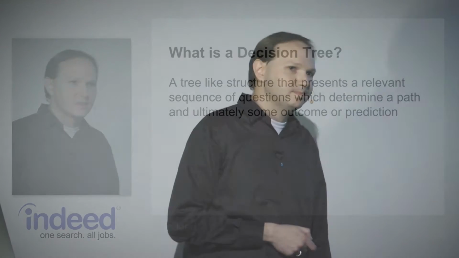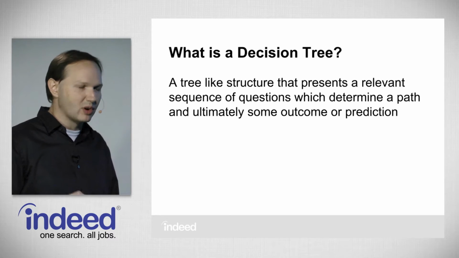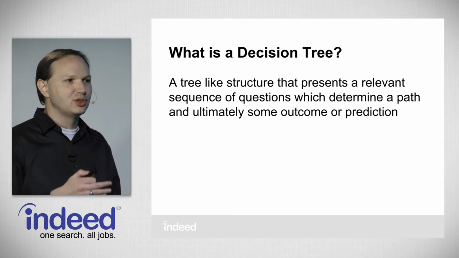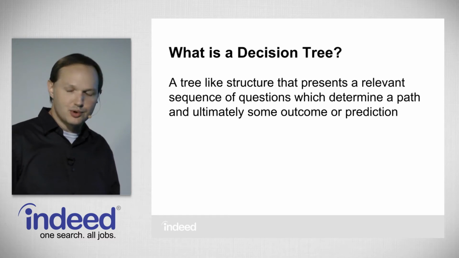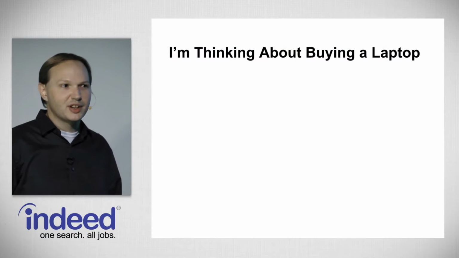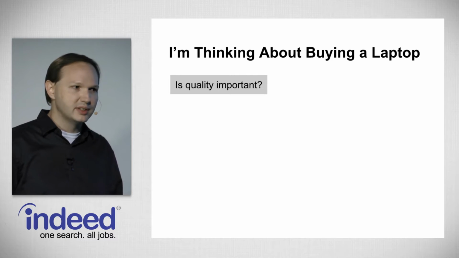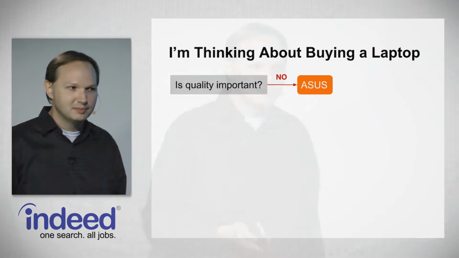What is a decision tree? A decision tree is a tree-like structure that presents a relevant sequence of questions that are going to guide you down a path through this tree until you reach some outcome or prediction. Let me show you an example. So around the office, I saw that there was this sheet of paper on the refrigerator entitled, "I'm thinking about buying a laptop." Turns out this is a decision tree. First question I ask you, is quality important? If the answer is no, then you should buy an Asus laptop.